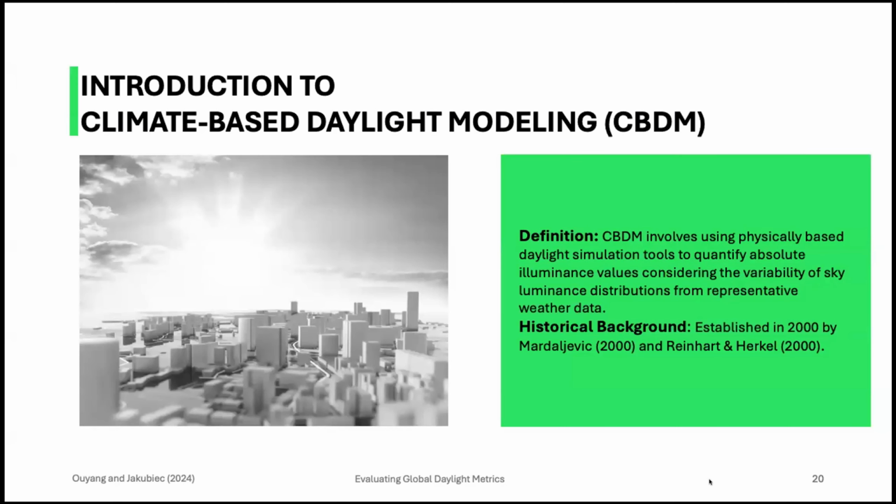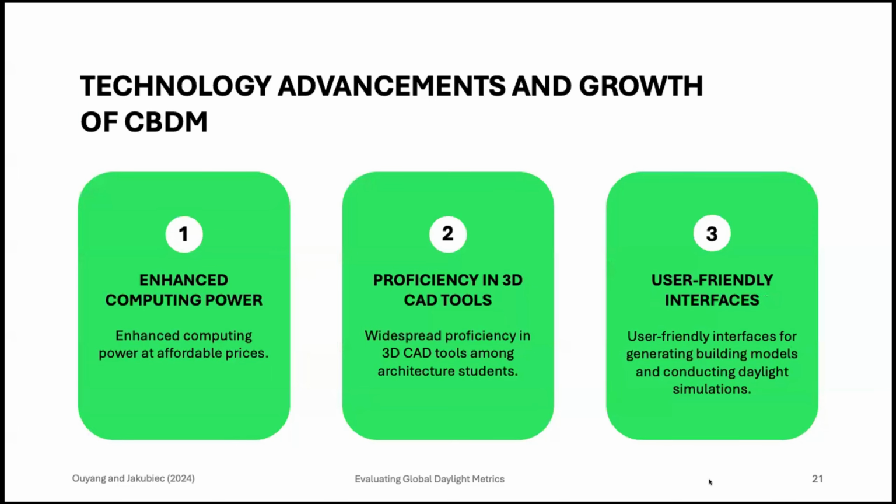So based on the daylight coefficient method, the notion of climate-based daylight modeling was introduced in 2000. CBDM uses daylight simulation tools to quantify absolute luminance values, considering the variability of sky luminance distributions from representative weather data. The growth of CBDM has been driven by several factors, and that includes enhanced computing power at affordable prices, widespread proficiency in 3D CAD, and user-friendly interfaces for generating building models and conducting daylight simulations. These advancements together have made it easier to perform daylighting studies.